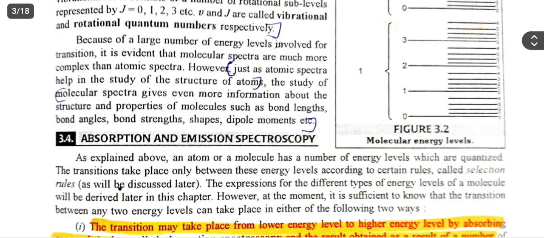Because of the large number of energy levels involved for transition, it is evident that molecular spectra are much more complex than atomic spectra. Just as atomic spectra help in the study of the structure of atoms, the study of molecular spectra gives even more information about the structure and properties of molecules, such as bond length, bond angle, bond strength, shape, dipole moment, etc.